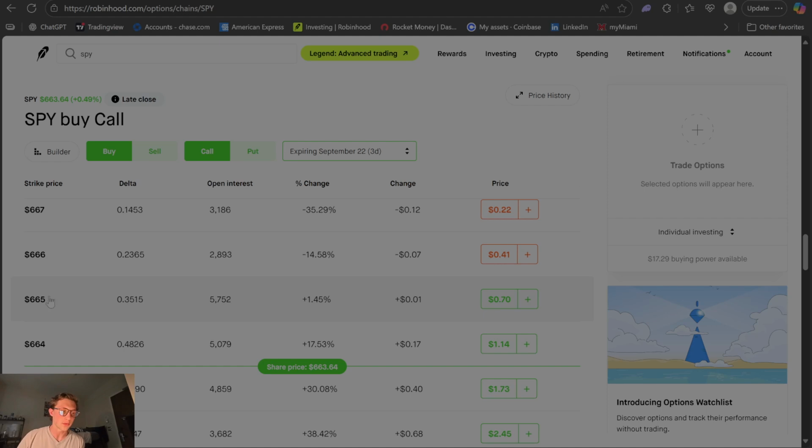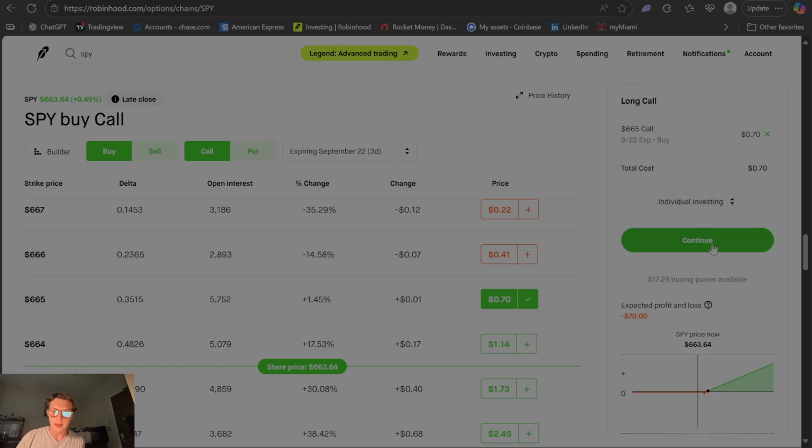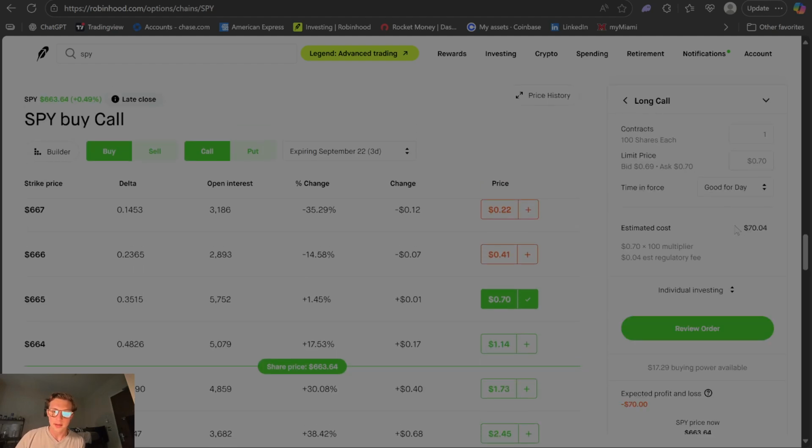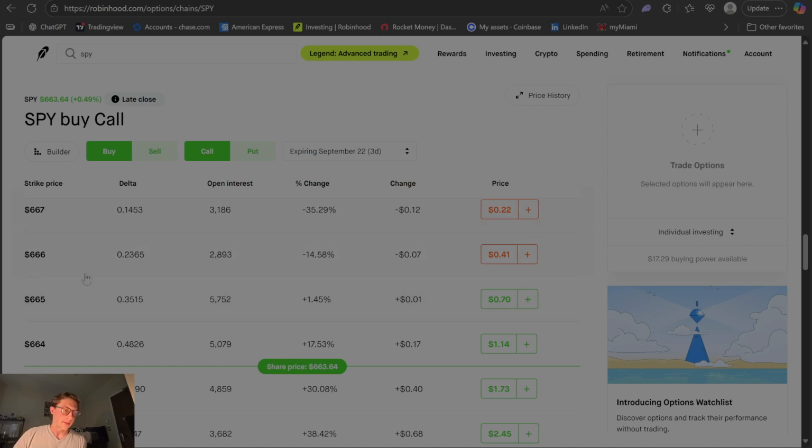So if I go to buy this call, this is listed per share. You can see that if I press continue here, the estimated cost is $70 with a 100 multiplier. So options represent 100 shares. If I buy the 665, it gives me the right to buy 100 shares at that strike price. Now, why would I want to do that? Why would I want to buy 100 shares at 665? It doesn't make sense in this framework, because the share price is at 663.